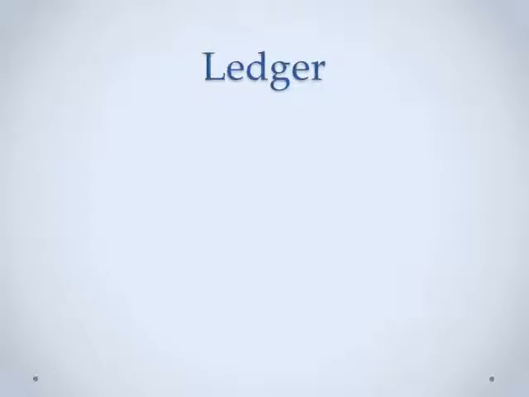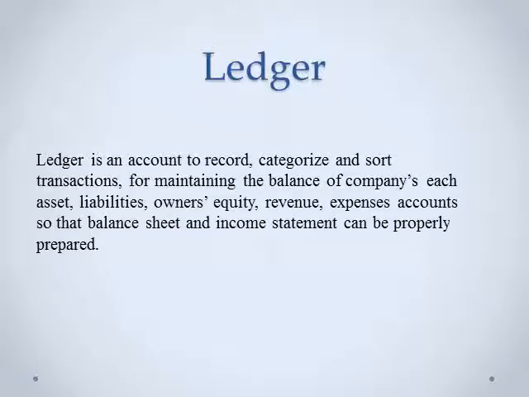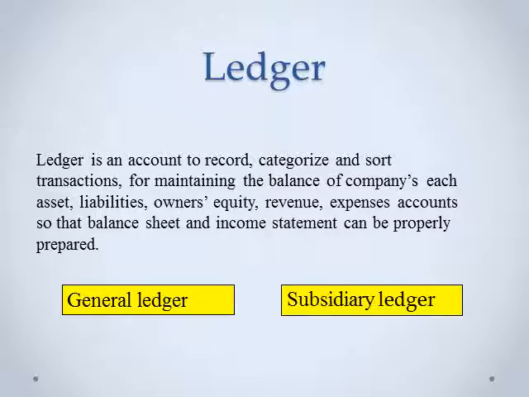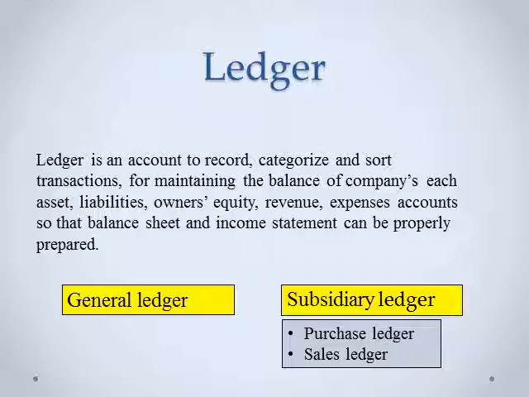Next, let's look at the ledger. A ledger is an account to record, categorize, and sort transactions for maintaining the balance of a company's asset, liability, owner's equity, revenue, and expense accounts so that the balance sheet and income statement can be properly prepared. There are two types of ledger, which are the general ledger and the subsidiary ledger. Below the subsidiary ledger, there are the purchase ledger and sales ledger.